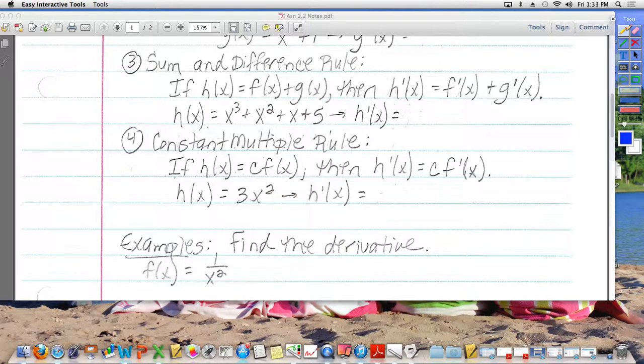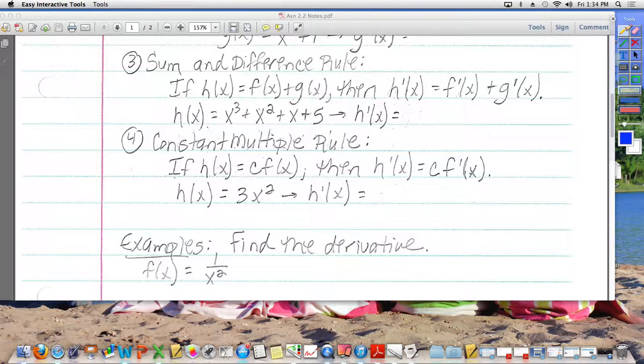So h of x is equal to x cubed plus x squared plus x plus 5. Technically, you guys, this is 4 functions added together. x cubed is a function, x squared is a function, x is a function, 5 is a function. So all you need to do to find the derivative is find the derivative of each one of them individually and write them all out, one after another. Don't make that rule harder than it is.